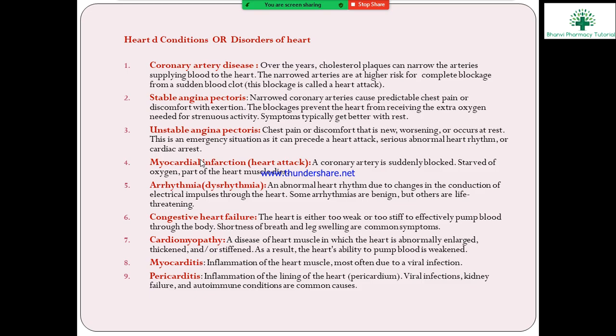Next, pericarditis. Pericarditis means inflammation of the lining of the heart. You know the pericardium: the lubricating outer covering of the heart. Viral infections, kidney failure and autoimmune conditions are common causes of pericarditis, inflammation of the lining of the heart. With viral infection and kidney failure, they cause this disorder.